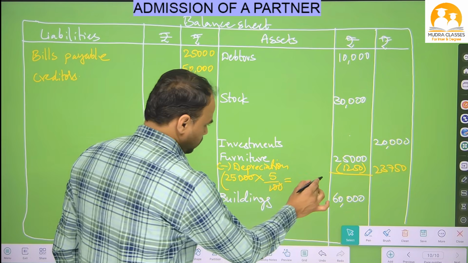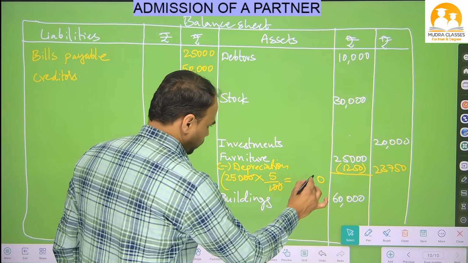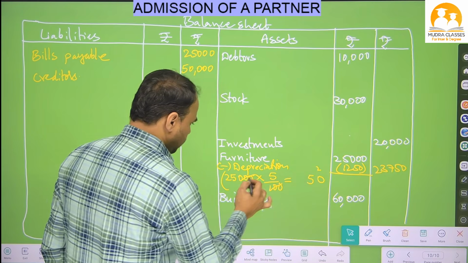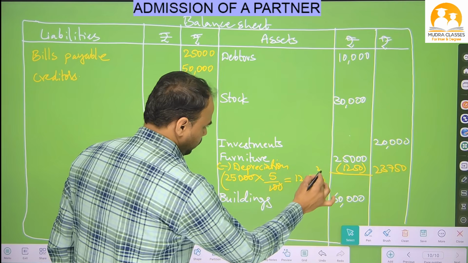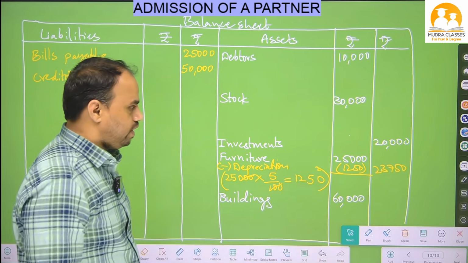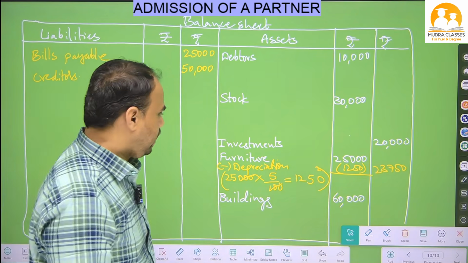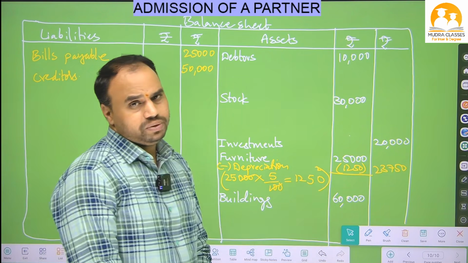Okay, 5 zeros are 0, 5 5s are 25, 5 plus 2 carry, 5 2s are 10 plus 2 is 12. So 1,250 we got. That 1,250 we have to deduct from the 25,000. Okay, this depreciation is a loss to the business.